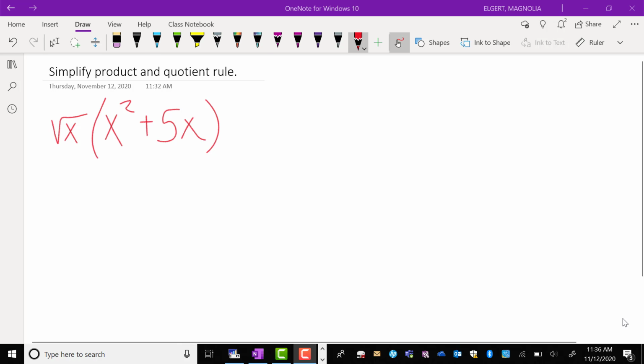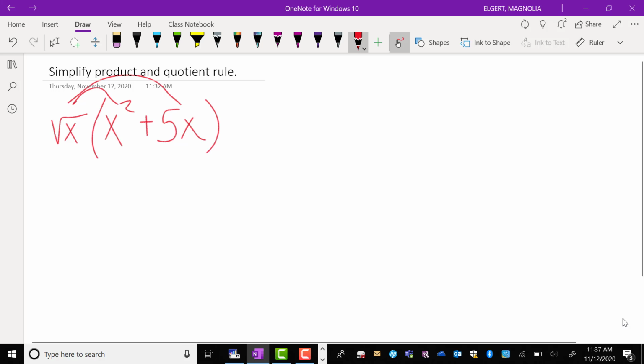Okay, so in this video, we're just going to look at how to simplify with square roots when you're using the product and quotient rule. So we're going to start. This is number 2 on that product and quotient rule. There are 2 different ways to do this. The first way is you could distribute the square root of x in both terms.